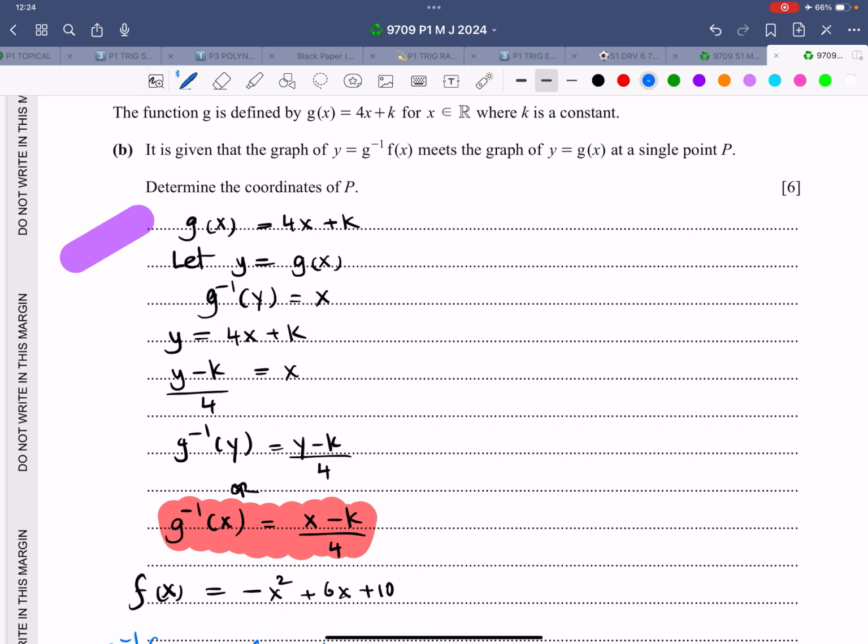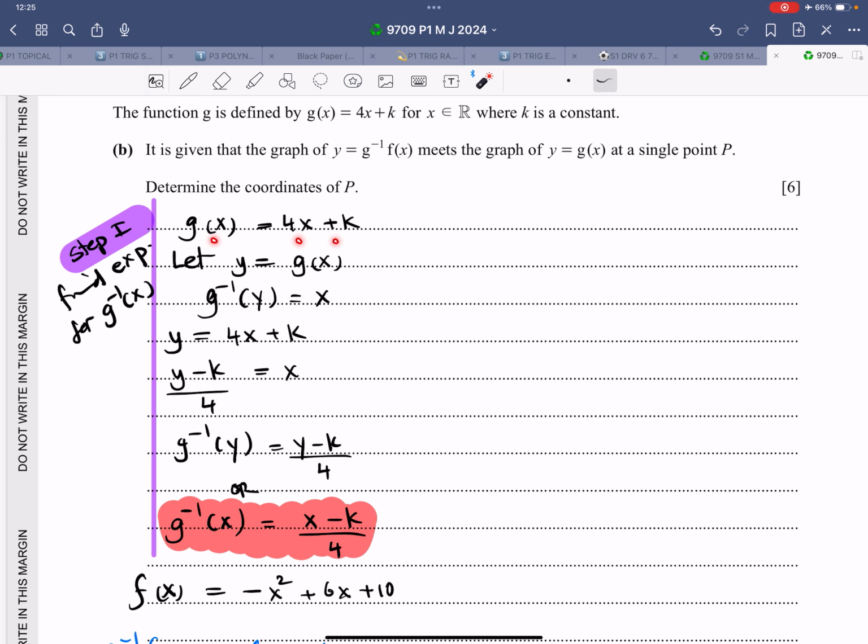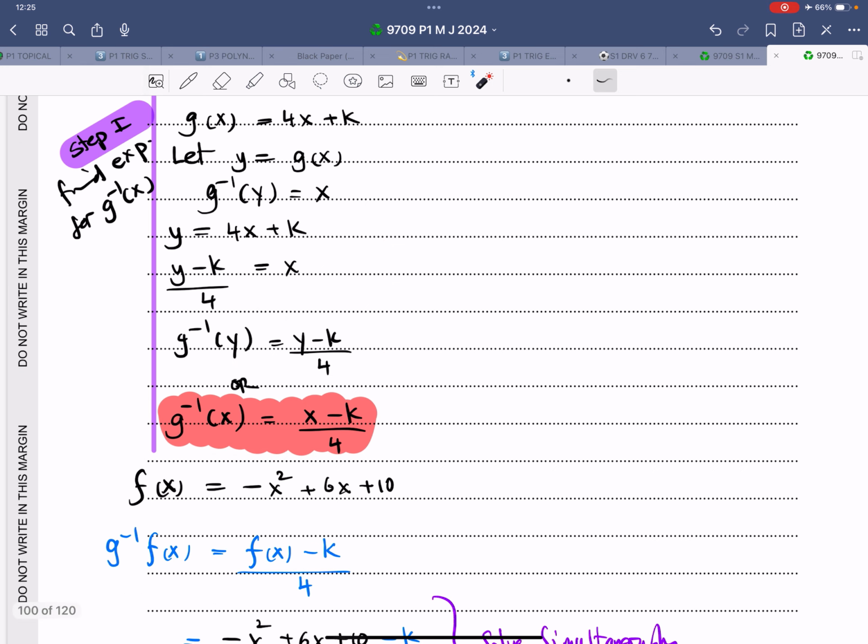So step number 1, let me get a black marker. Step 1 is find the expression for g inverse x. How do we get that? Let me draw a line over here so that it does not get mixed up. Here g(x) is 4x plus k. Let y equal g(x), so g inverse y is equal to x. y equals 4x plus k. Make x the subject, but x is what? g inverse y. We have a habit of writing in terms of x, so that's the expression. That is the first part.